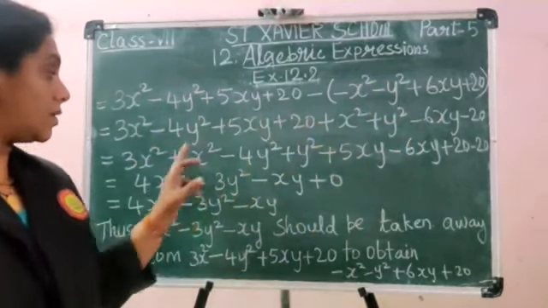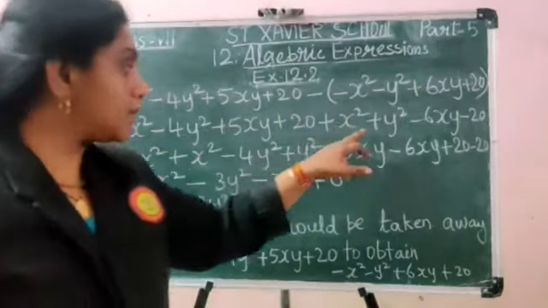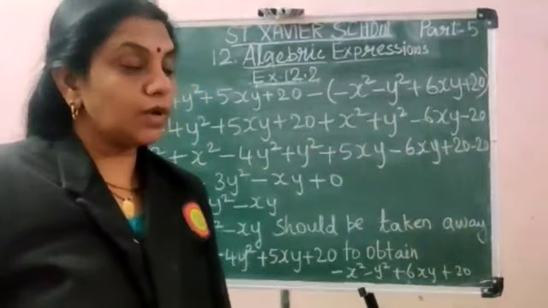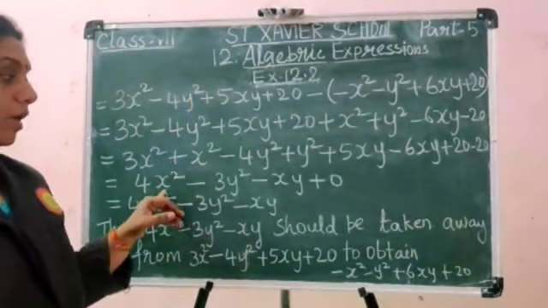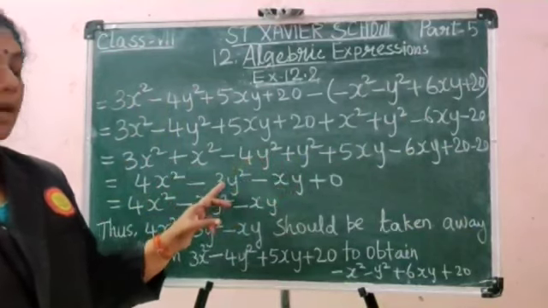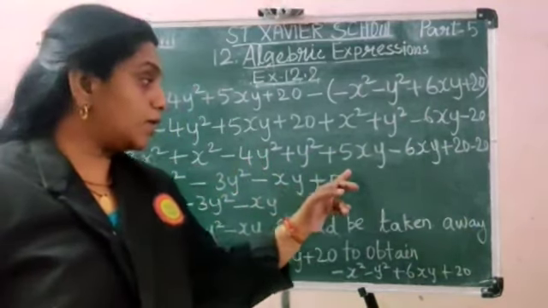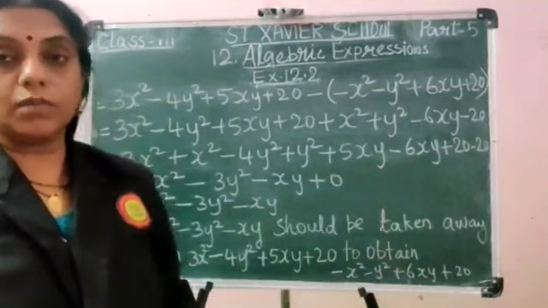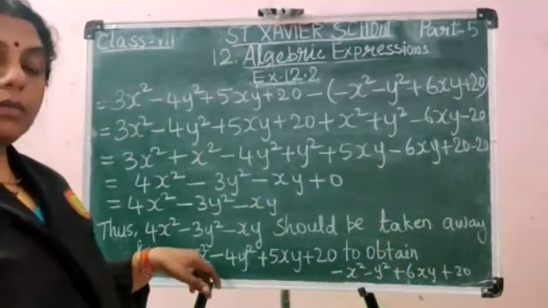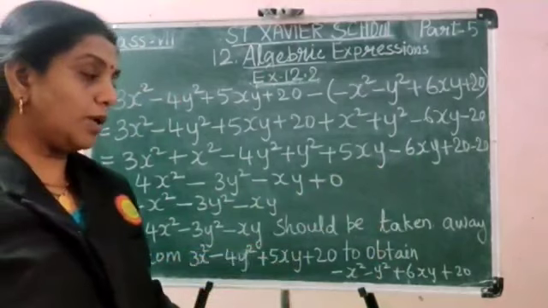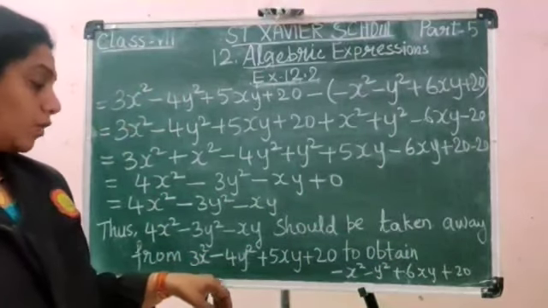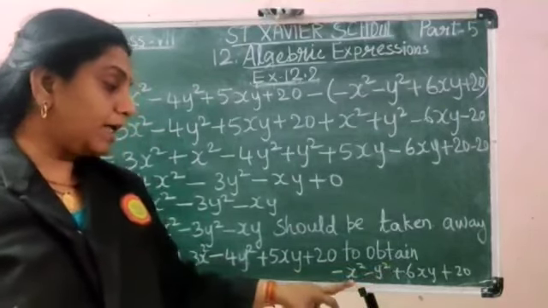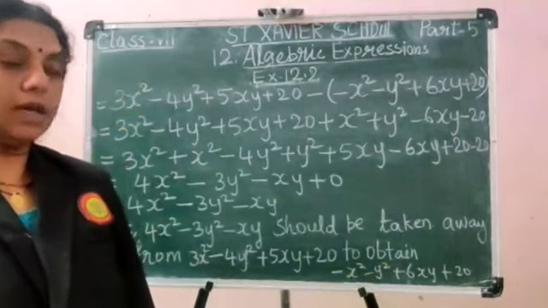Now collect the like terms. 3x squared plus x squared, then minus 4y squared plus y squared, plus 5xy minus 6xy, then plus 20 minus 20. Now 3 plus 1, 4x squared; minus 4 plus 1, so minus 3y squared; then plus 5xy minus 6xy will become minus xy; then plus 20 and minus 20 will become 0. Thus 4x squared minus 3y squared minus xy should be taken away from 3x squared minus 4y squared plus 5xy plus 20 to obtain minus x squared minus y squared plus 6xy plus 20.